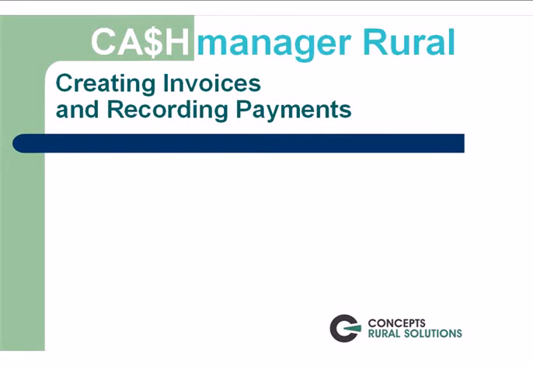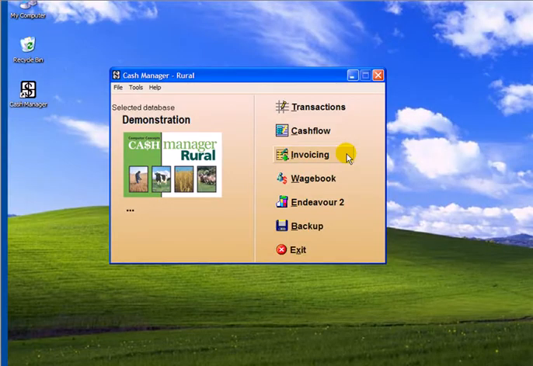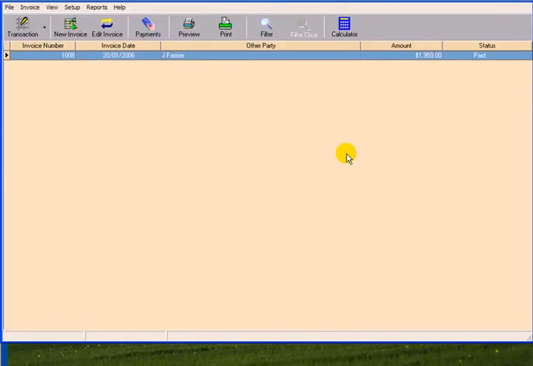Creating invoices and recording payments covers how to create an invoice, how to record payments, and discusses the debtors module as an option. Cash Manager Rural is supplied with an invoicing module that allows you to create invoices and record payments. This screen shows a summary of just one invoice created on the 20th of January to J Farmer, and that it is fully paid.